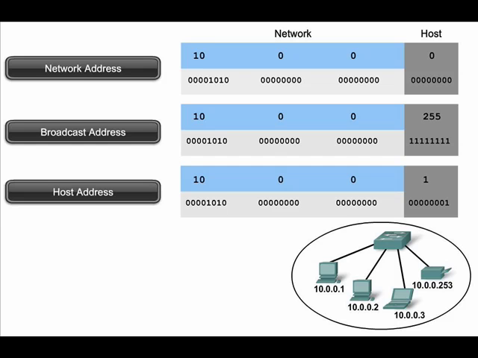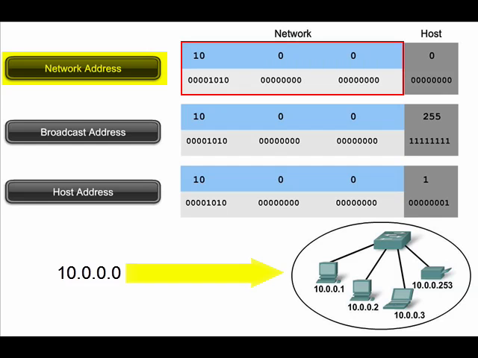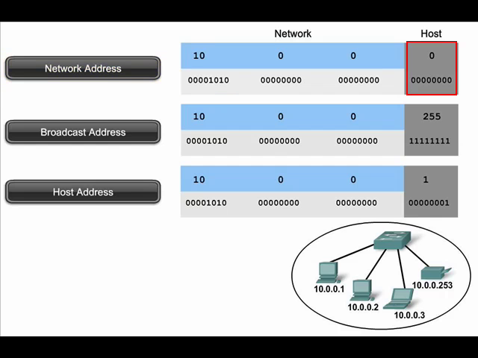Within the address range of each IPv4 network, there are three types of addresses. These are network addresses, broadcast addresses, and host addresses. The network address is the Layer 3 method used to identify a group of devices. For example, the network shown in the figure is the 10.0.0.0 network. Devices on the 10.0.0.0 network have identical patterns in the network portion of their addresses. The network address has all zeros in its host portion, as seen here.